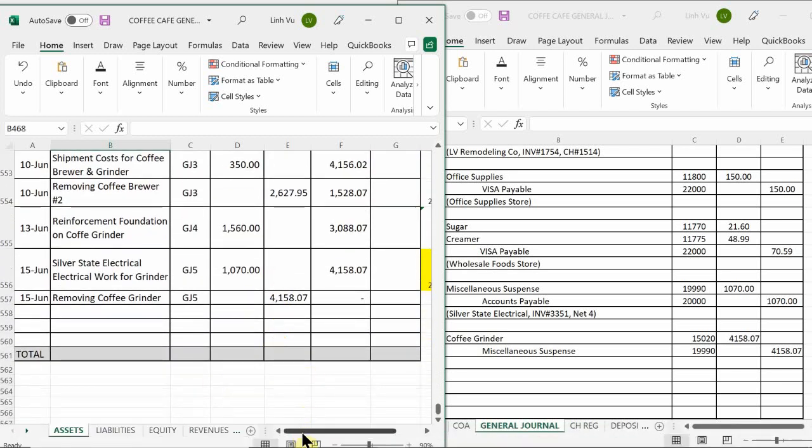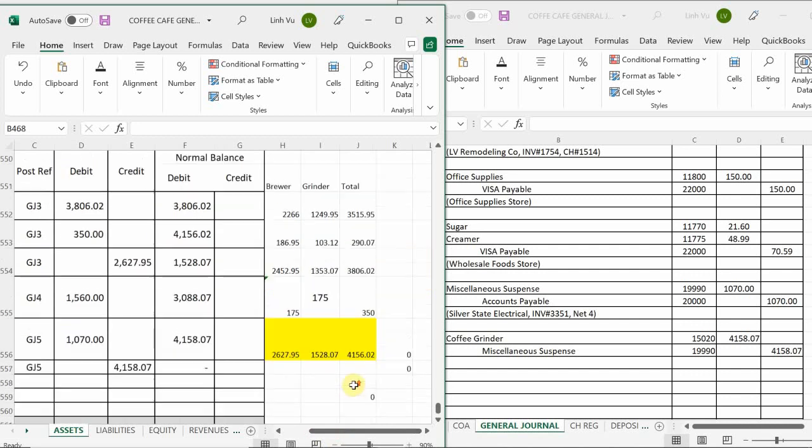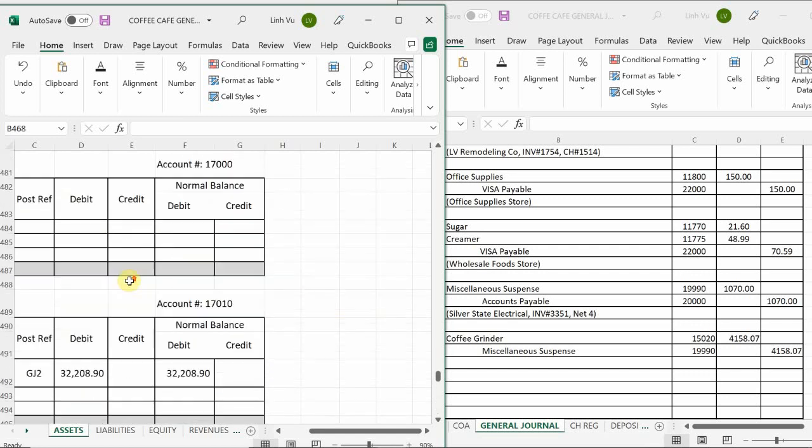Okay. So the asset cost tells me that it was for $1,249.95. Okay. Plus tax of $103.12. Okay. Plus $175 worth of tax. Okay. So $1,249.95 plus $103.12 plus $175.